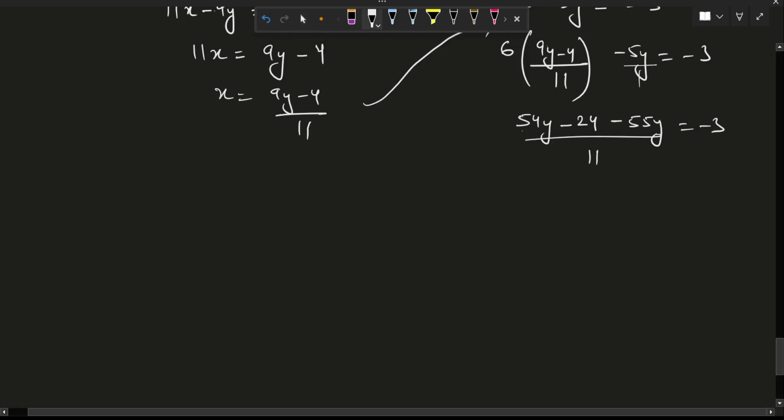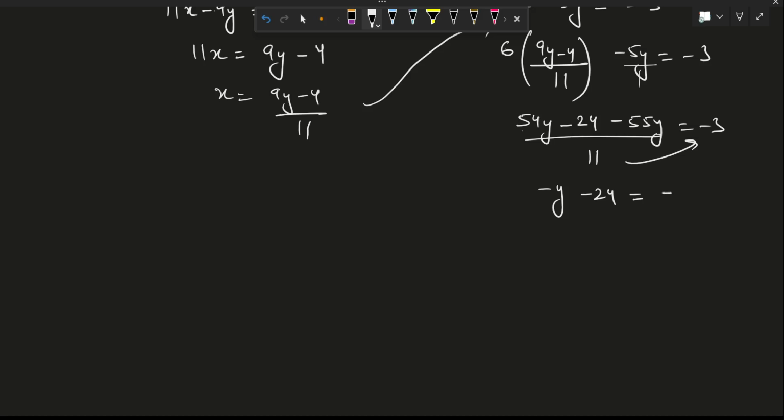Now 54 minus 55 is minus y minus 24, and this 11 goes here. So 3 into 11 is 33, so minus 33. So minus y is minus 33 plus 24, which comes as 13 minus 4, 9, minus 9. So y comes out to be 9.